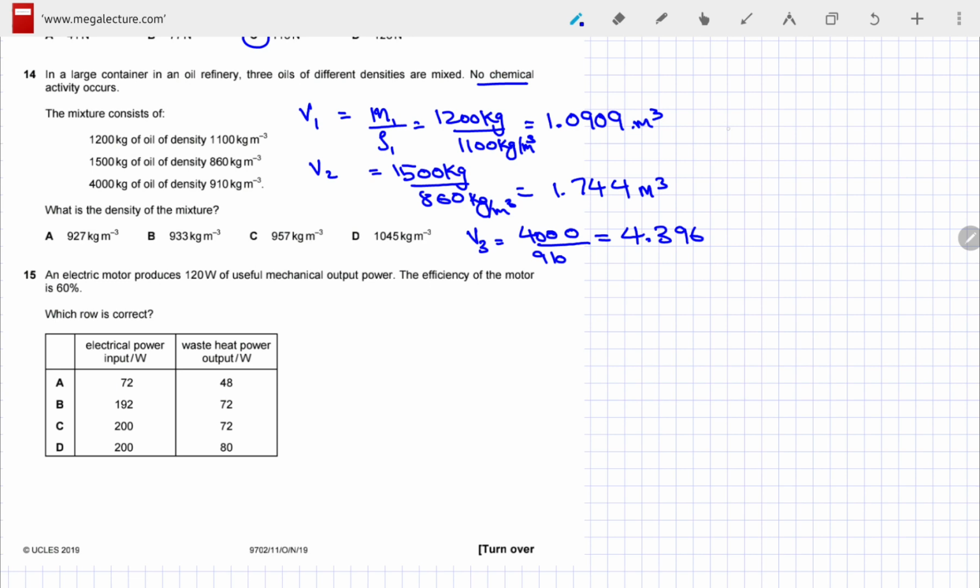Now just find the total mass, which is M1 plus M2 plus M3, and the volume is V1 plus V2 plus V3, which is the total volume.